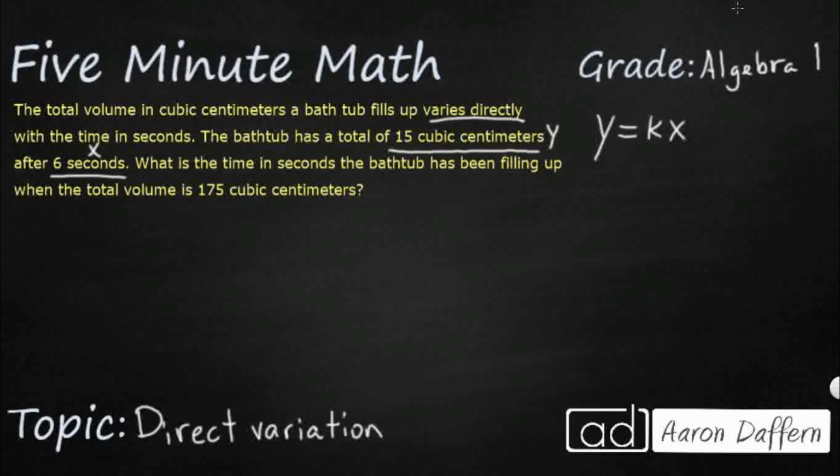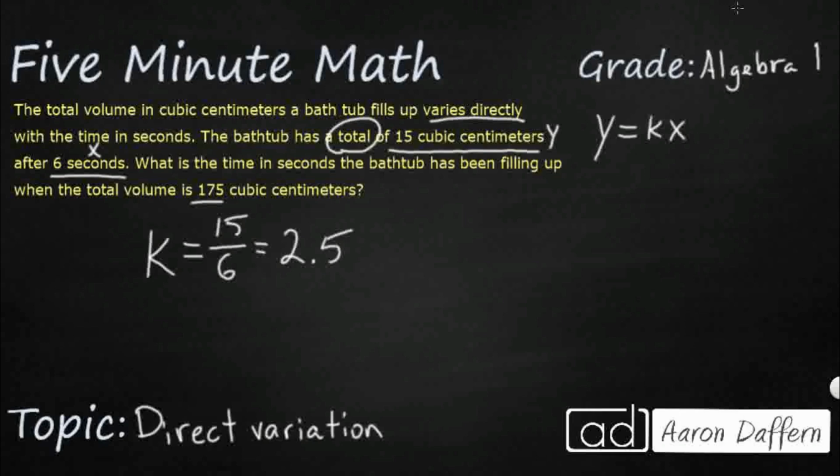And then we need to find the total time in seconds the bathtub has been filling up when the total volume is 175. So once again, let's find our constant. We have to identify what is the dependent and the independent variable. It has a total, and that's always a clue that that's your dependent variable. So that's going to be 15. And then after 6 seconds, that's what varies. So 15 over 6, that is going to be 2.5. So that's our constant of proportionality.